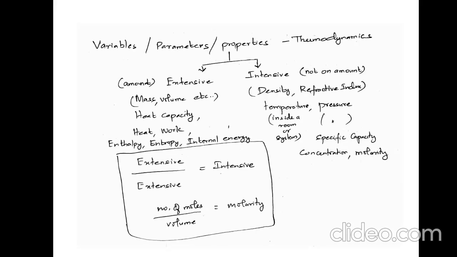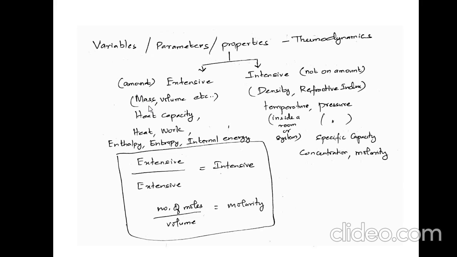So coming to the next, what are all the important variables, or parameters or properties, which come under thermodynamics? With these variables we can define a process. Among properties there are two types: extensive and intensive properties. Extensive properties depend upon the amount of substance we add to or remove from the system, like mass.